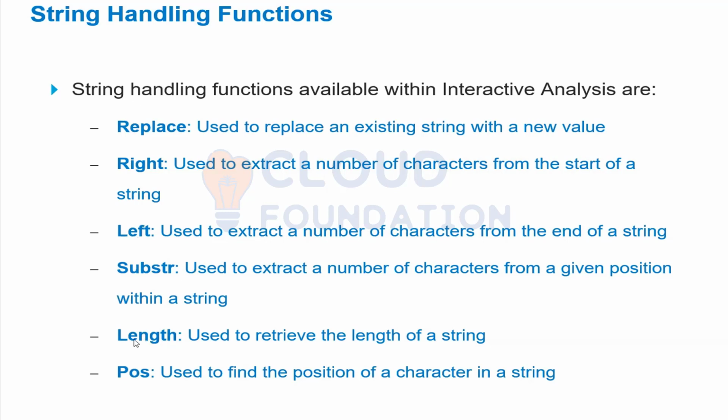Length is used to retrieve the length of a string. So how many characters Cloudfoundation has, if you want to know the length of that string, it will show whether it is 12 or 13 or 14. Position is used to find the position of a character in a string. So in Cloudfoundation, what is the position of F? That can be found by using the position function. So these are several string handling functions available in Web Intelligence: replace, right, left, substring, length, position.